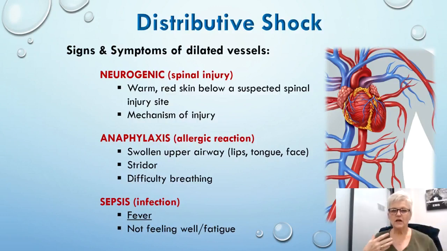System-wide infections can cause sepsis, which causes a production of lactic acid, makes the vessels leaky, the plasma leaks out, the vessels get big, and we lose the blood pressure. And that's what makes sepsis so dangerous, is that loss of blood pressure. In all 3 of these, the vessels get huge. Okay, that is distributive shock.